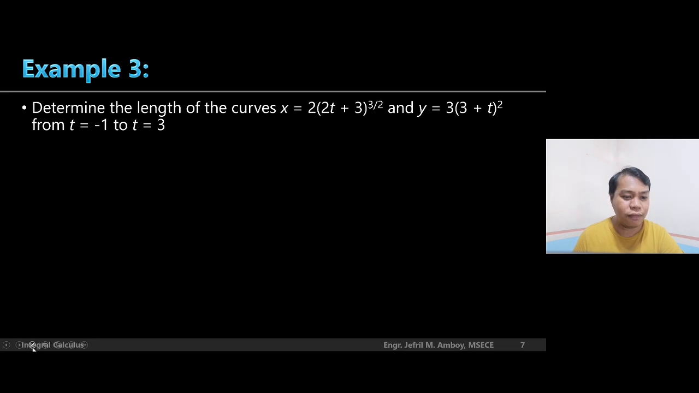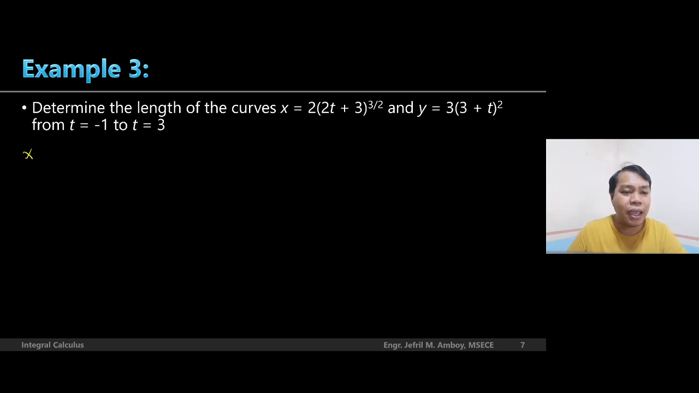Determine the length of the curves. Okay, so this time yung x natin ay function of t, and then we have another function y as a function of t as well, at ang limits natin ay negative 1 to 3. Okay, so paano natin isosolve kapag both x and y are functions of t? Okay, so I will introduce a new formula, no? I-modify lang natin yung formula na ginagamit natin kanina, no?